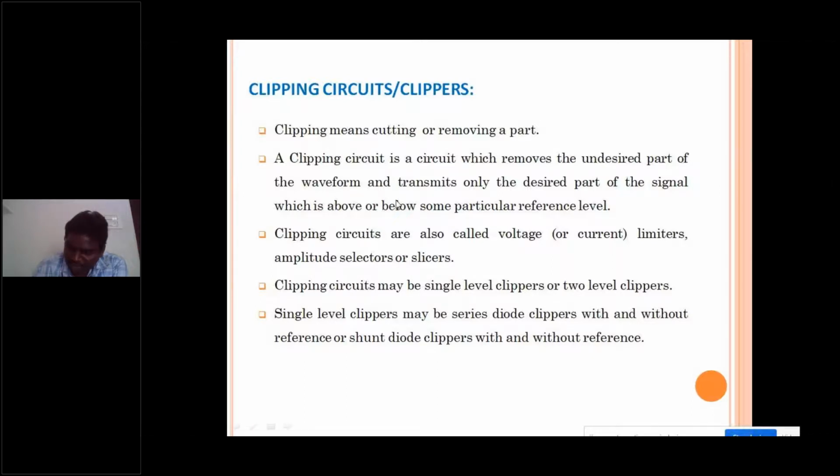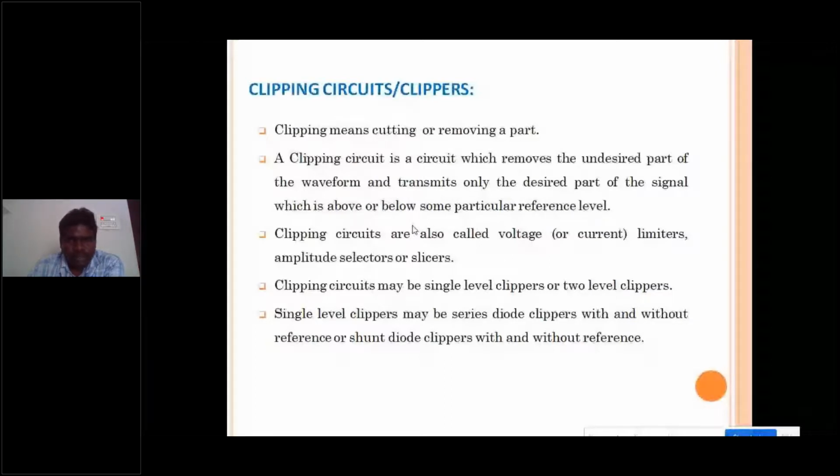So the main thing that we need to understand in this is, in linear wave shaping, we are simply working on linear components like resistor, capacitor, and inductor. But in non-linear wave shaping, we are concentrating on non-linear components, which are something like diode and transistor. So diode and transistor are the main components in non-linear wave shaping. These active components are used for clipping some part of the input wave in the output. So that is the thing that we need to understand.